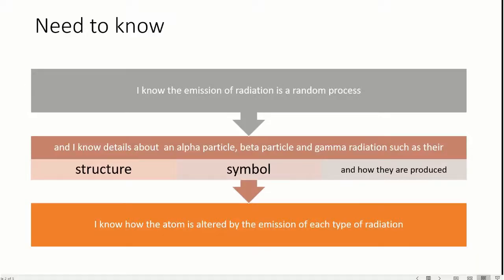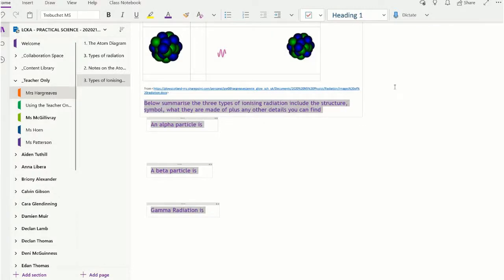So what have we learned? To sum it up, you should have known that nuclear radiation or ionizing radiation is random. You need to know the structure and symbols for alpha, beta particles and gamma radiation. Know their structure, symbol, and how they're produced, and what it does to the remaining nucleus when that happens.